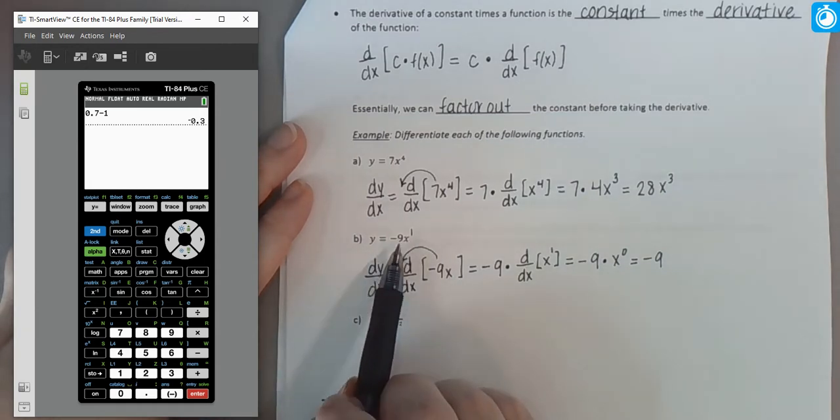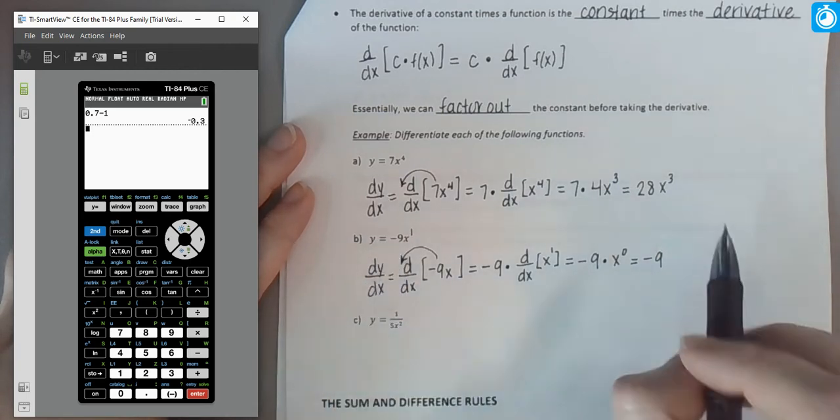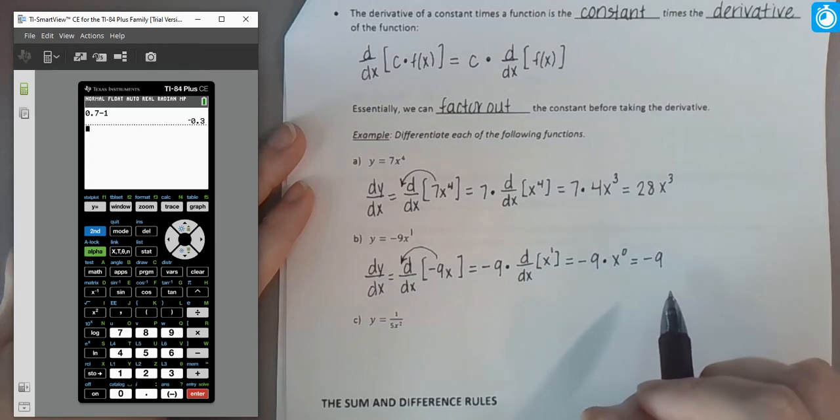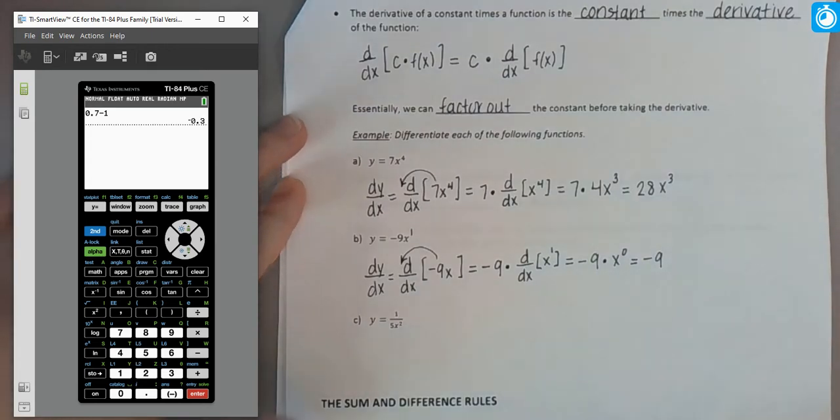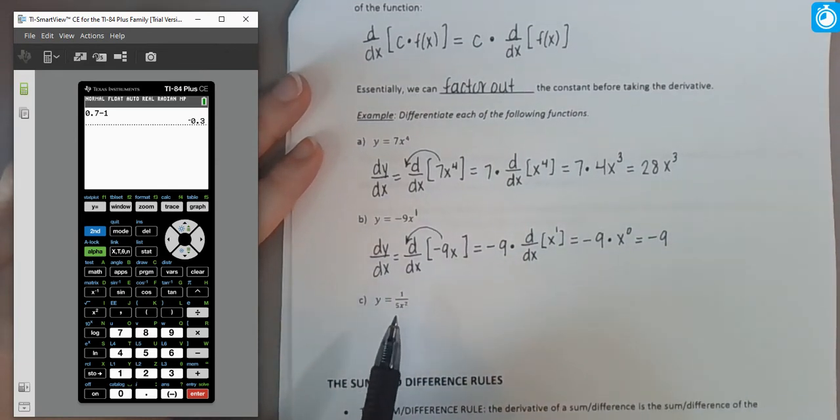That factor will be eliminated, and then any coefficient we have, it could just be a coefficient of 1, but any coefficient we have, that's going to be the value of the derivative. Okay, let's try one more. So y is equal to 1 over 5 times x squared.